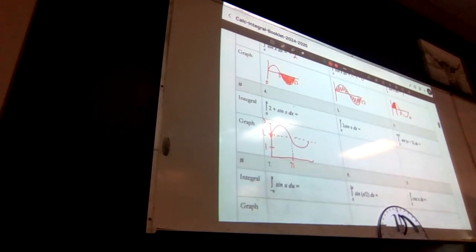This one is interesting. It's a little bit harder. Is it 4? From 0 to pi. Ah, 2 times. So plus 2 pi.